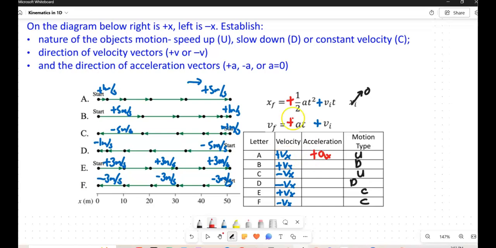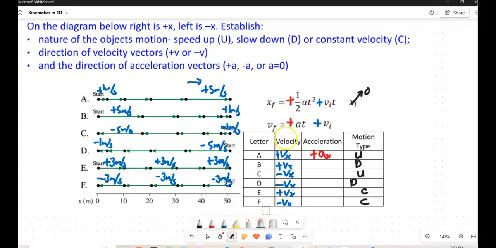So this is how we're constructing equations. The directions of those vectors are what I've learned most students have a difficulty with picking those out. So those two equations are describing speeding up while moving to the right. Okay.